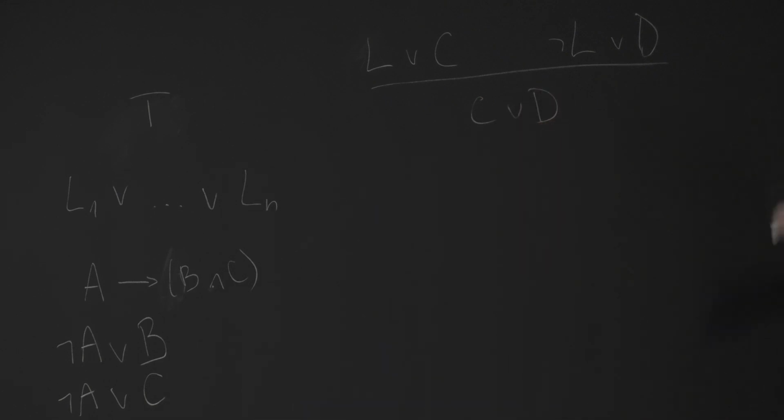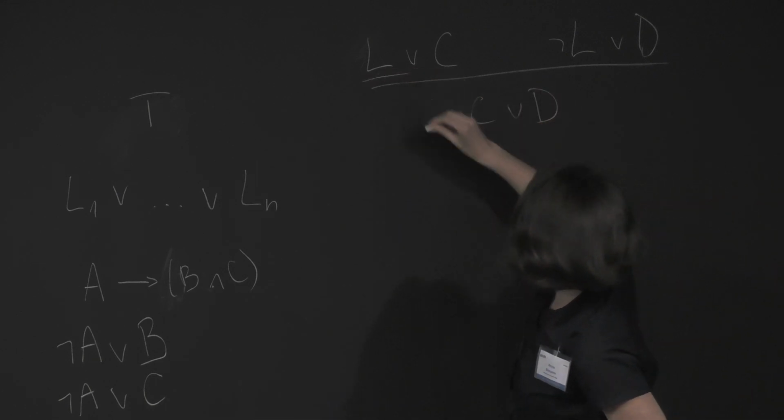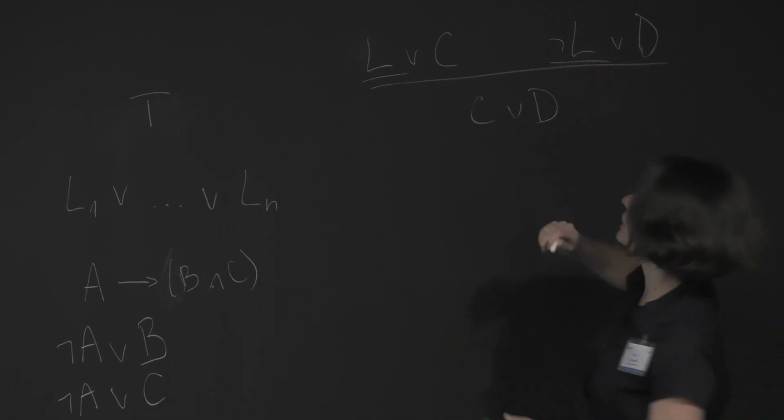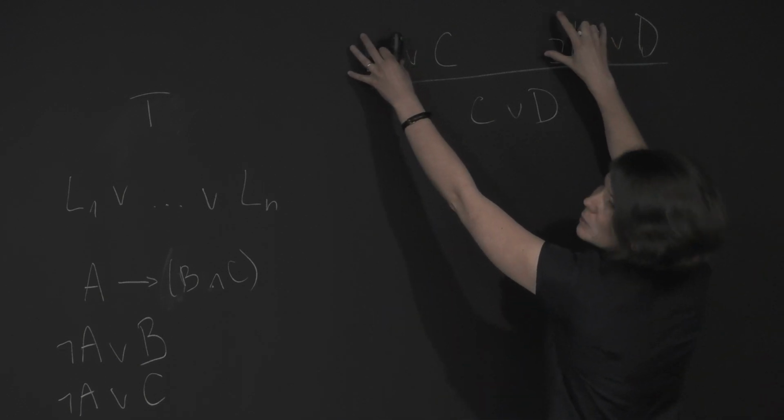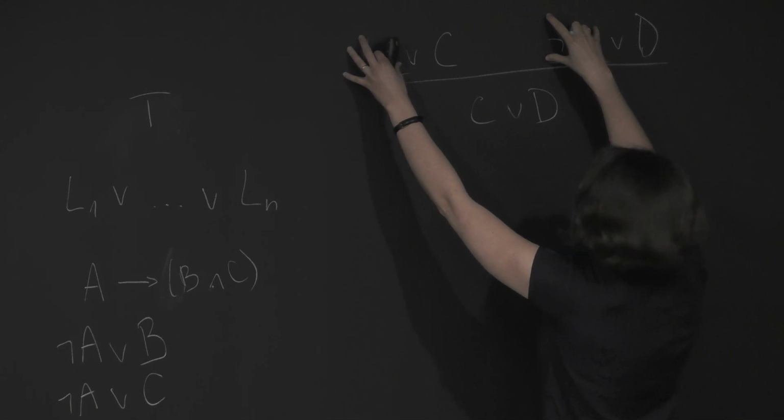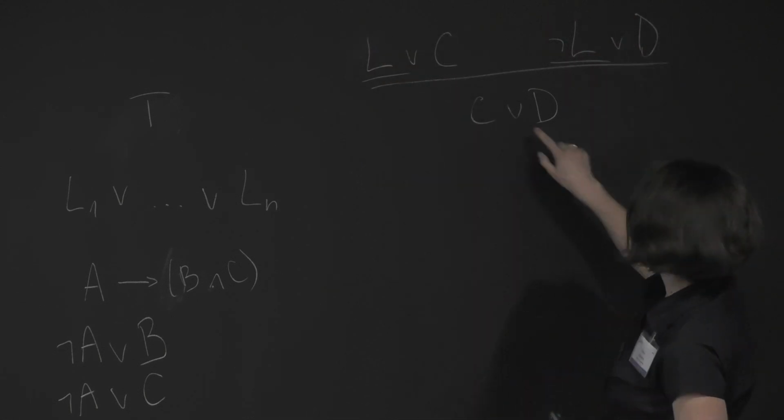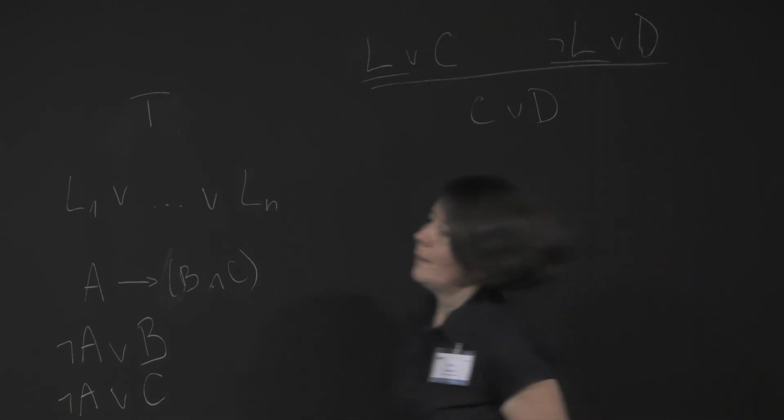So we apply this rule. Essentially, if we have a literal and its negation in a different clause, then we know that at most, exactly one of these will be true. Hence, either C or D has to hold, and we derive this clause. Okay.